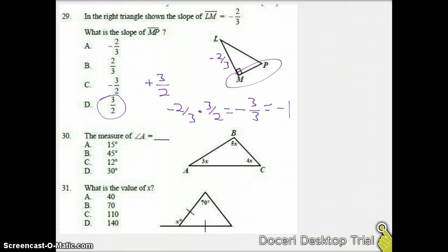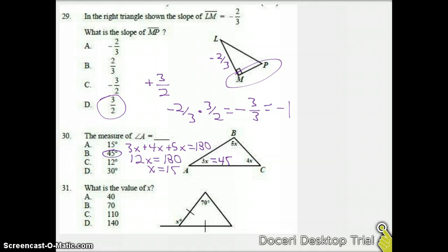On number 30, we need to find the measure of angle A. So I'm going to say 3x plus 4x plus 5x equals 180. That comes out to be 12x equals 180. And x is 15. But that's not what they're looking for. They want us to find angle A. I'm going to plug 15 in, and I get 45 degrees.